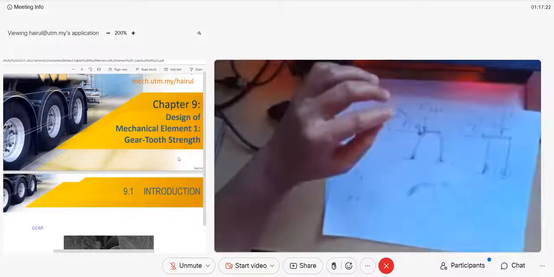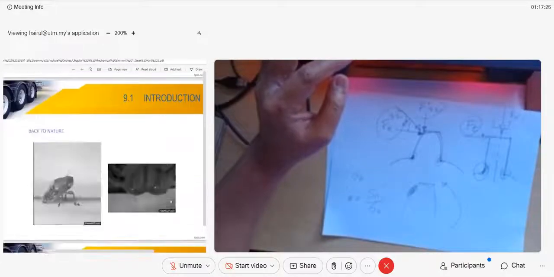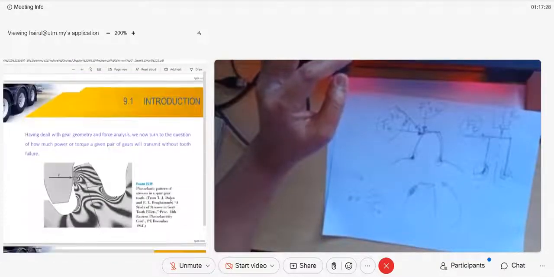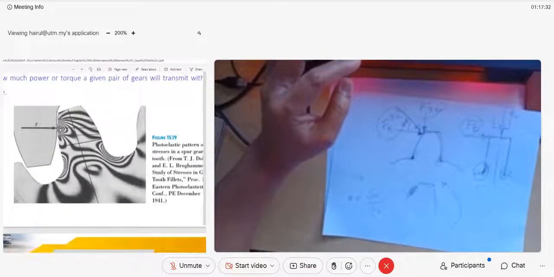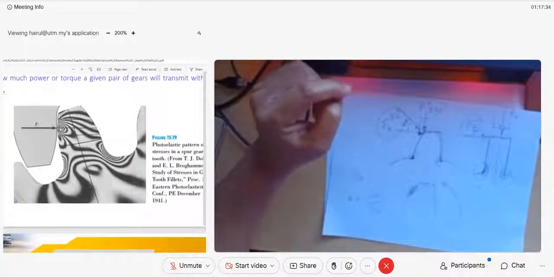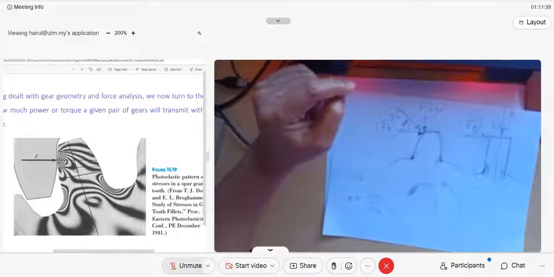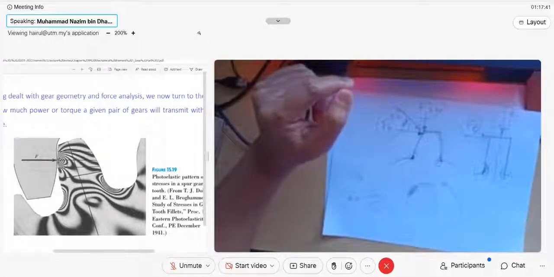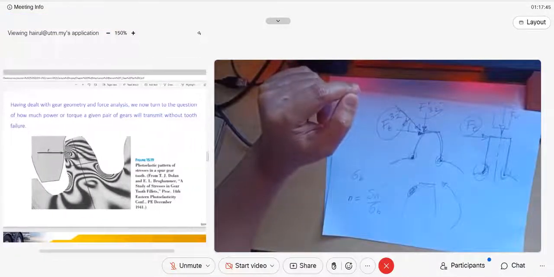Okay, let's go for the introduction first. If you look in this note, as I told you, gear. If you look carefully at this picture, can you see this photoelastic image, class? The photoelastic image shows the stress distribution and the stress concentration factor. They made a photoelastic image of this pair of gear teeth. Below is the pinion, the upper is the gear. So the pinion is driving the gear.